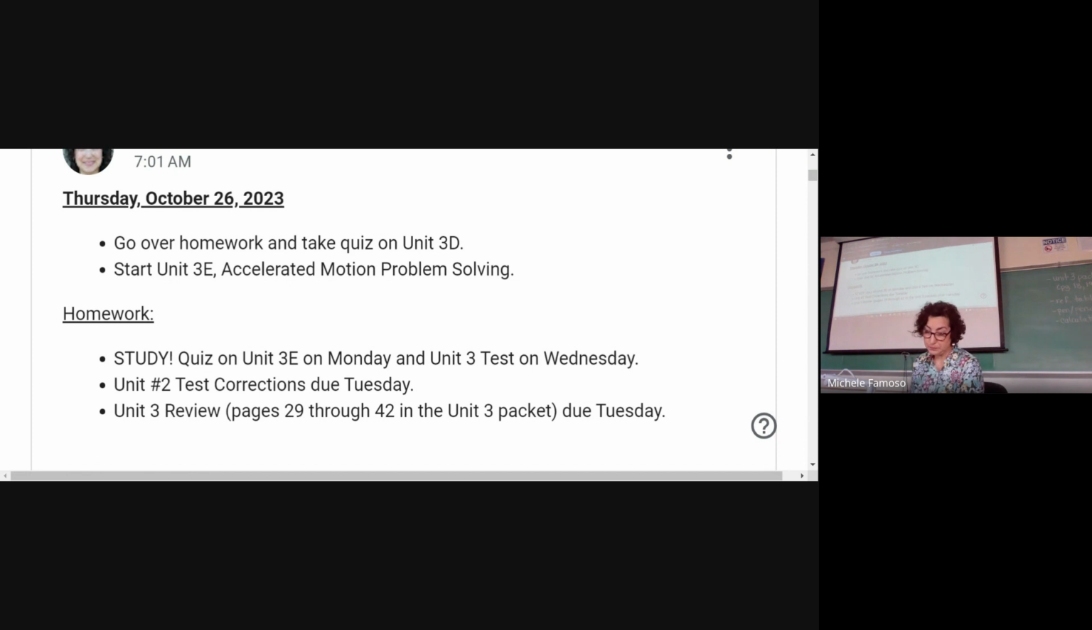Purnima? Okay. Which method did you choose to use? The area method or the kinematics equation method?